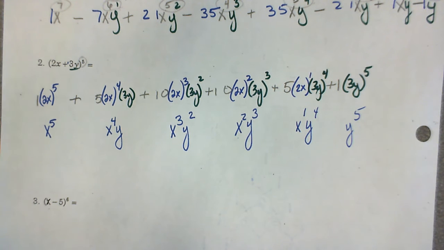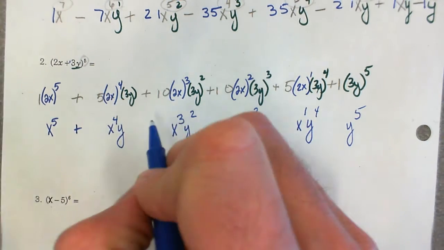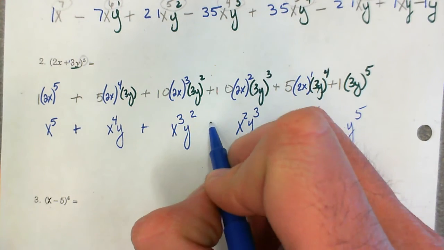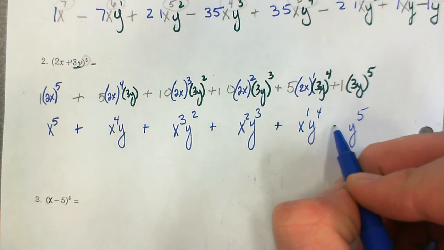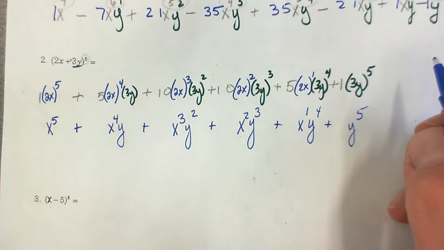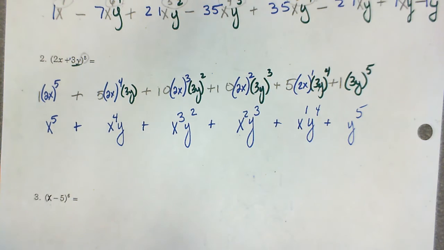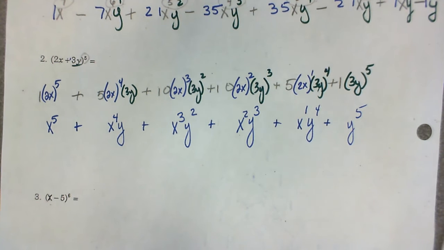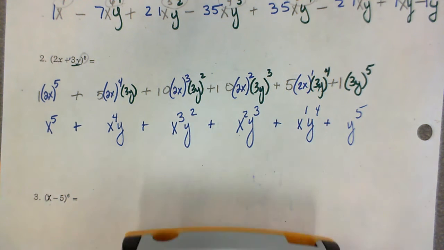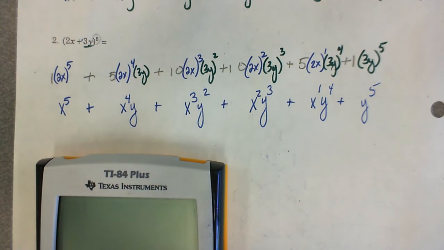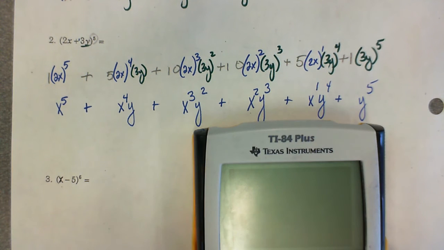Okay? And now we can also fill in the signs. This is plus, this is plus, this is plus, this is plus, and this is plus. Okay? But what we need here is what are the numbers out in front? So we're going to need to figure out those numbers. So get our calculator out and let's do some arithmetic.